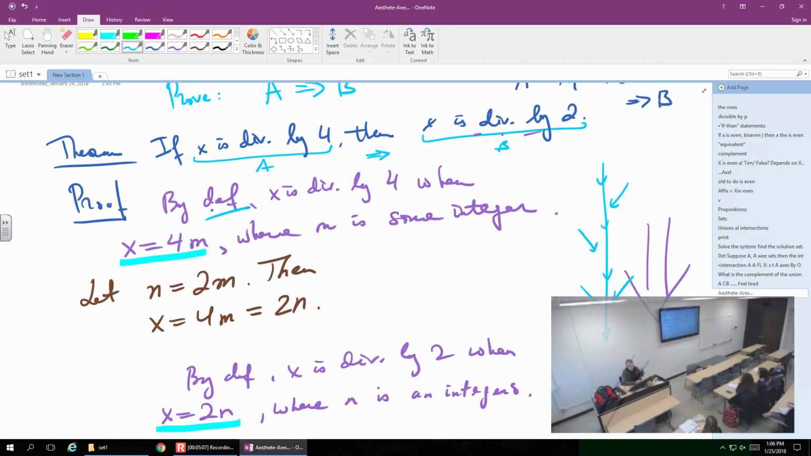Any questions about this proof? For m, an integer, is turned right here into 2n, which proves that x is divisible by 2. So it's a perfectly good proof. There is not much you can do with it, even though it's a matter of taste. Sometimes people change the way things work out. But logically speaking, there are things we can do with the proof and the statement itself.